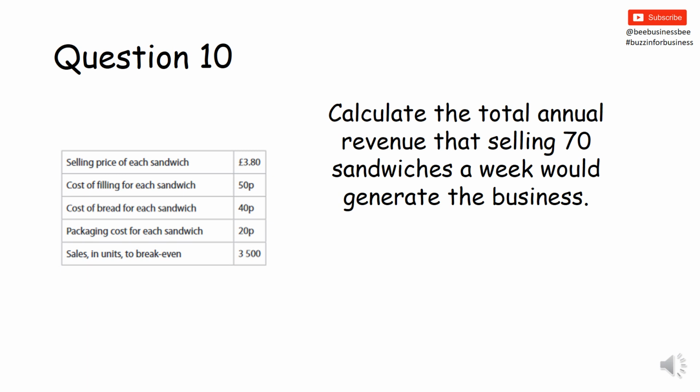Question 10. Calculate the total annual revenue that selling 70 sandwiches a week would generate the business. So quite simply, you would do £3.80 multiplied by 70 because they sell 70 a week. And then you would multiply this by 52, which would tell you the overall revenue they're going to generate, which would be £13,832.